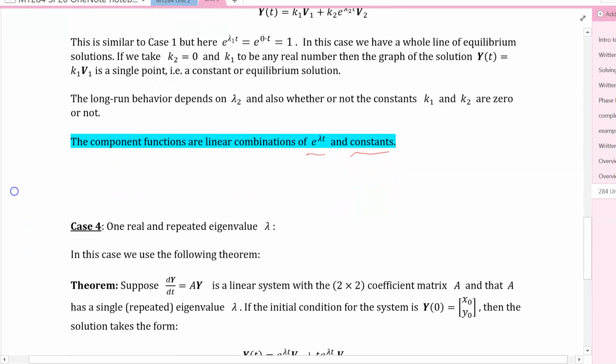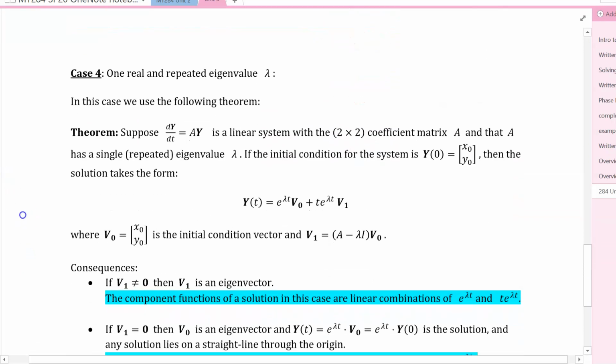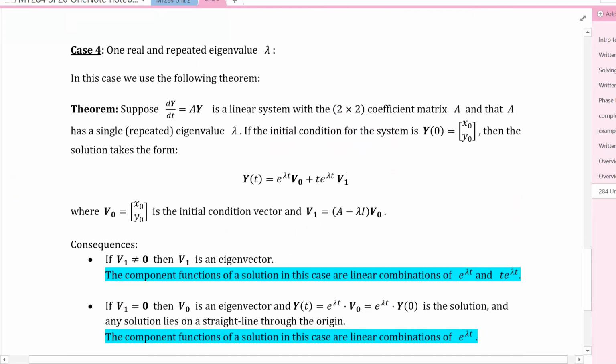All right. Last case, repeated eigenvalue. In this case, we can't use the usual eigenvalue and eigenvector approach. We still need to find the eigenvalue. You need to know that still because that's part of the formula for the solution. The solution to an initial value problem is expressed in terms of its initial condition vector, because v sub 0 is the initial condition vector. v1 is determined from that, the coefficient matrix, and the eigenvalue lambda. And then you just explicitly write out the formula. It's e to the lambda t times v sub 0 plus t times e to the lambda t times v1.